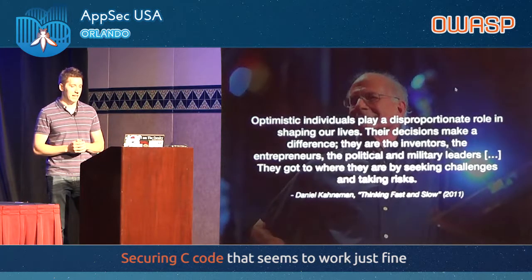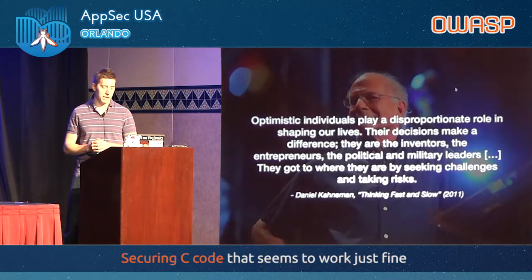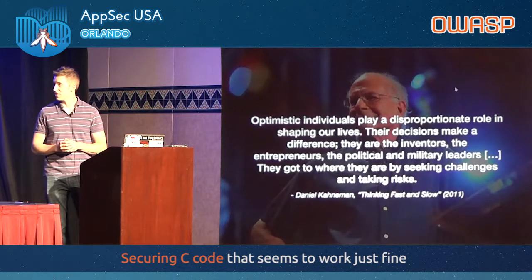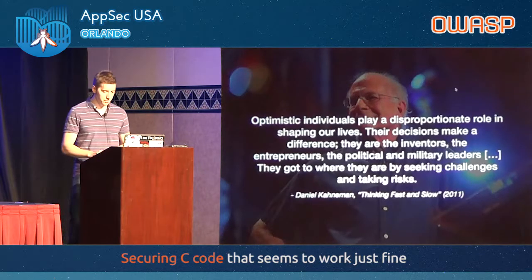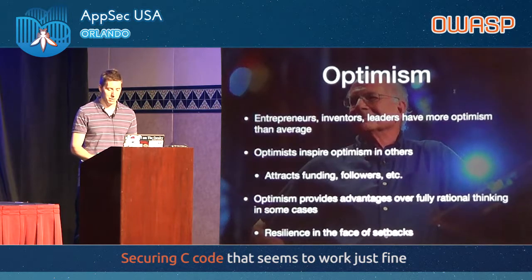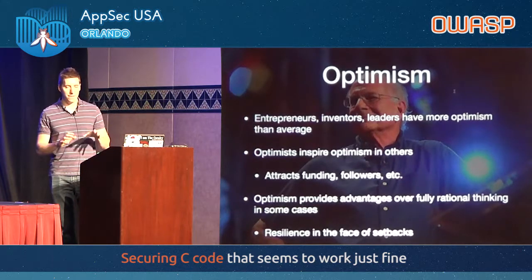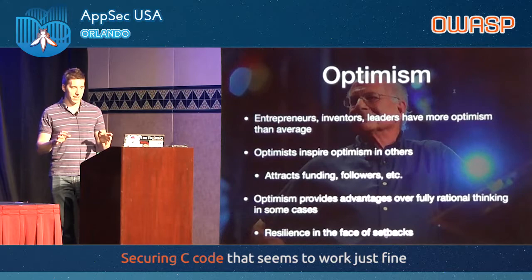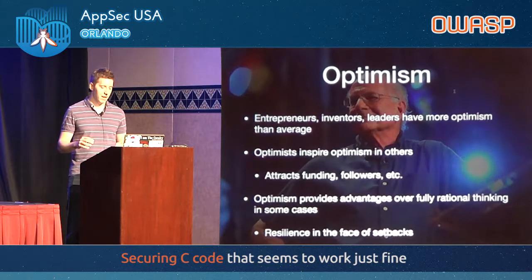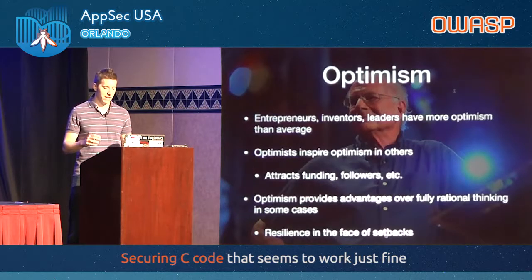Optimistic individuals play a disproportionate role in shaping our lives. Their decisions make a difference. They are the inventors, the entrepreneurs, the political and military leaders. They got to where they are by seeking challenges and taking risks. So optimists play a big role in our lives. Some other interesting insights from his book: looking at scientific studies, some of which he was involved in, he found that entrepreneurs have more optimism than average, along with inventors and leaders and so forth.